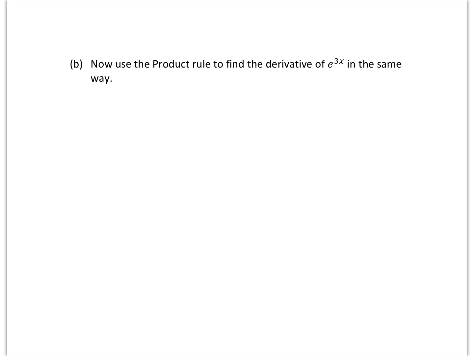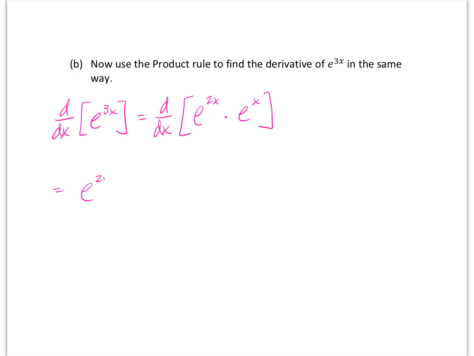Now I'm going to use the product rule to find the derivative of e to the 3x in the same way. I could rewrite that as e to the 2x times e to the x and apply the product rule. So it would be e to the 2x prime times g, e to the x, plus, so that's f prime g plus f g prime, like that.